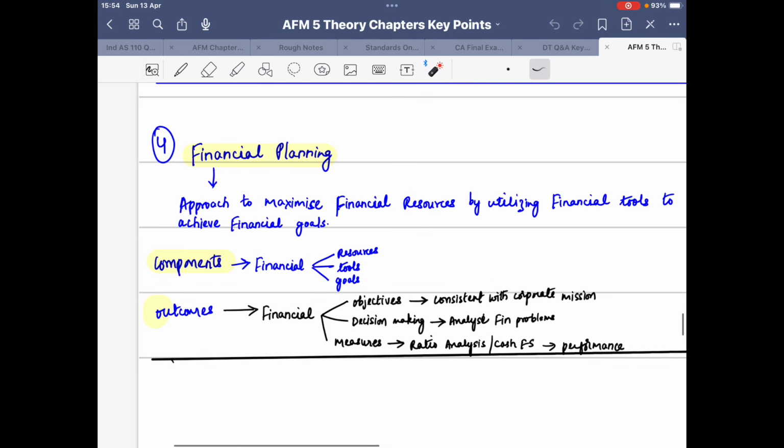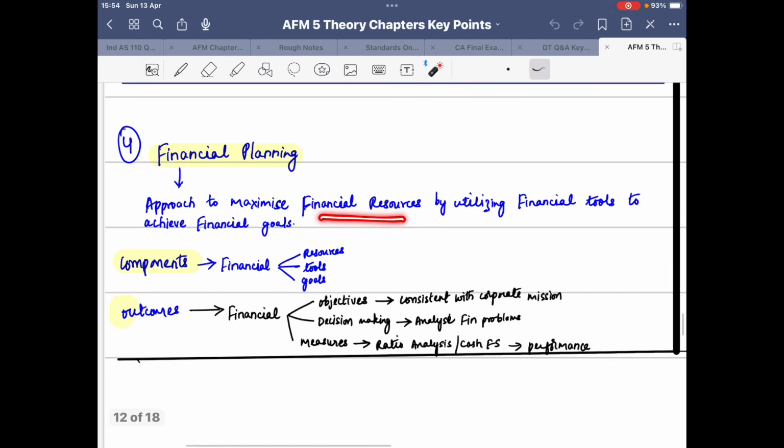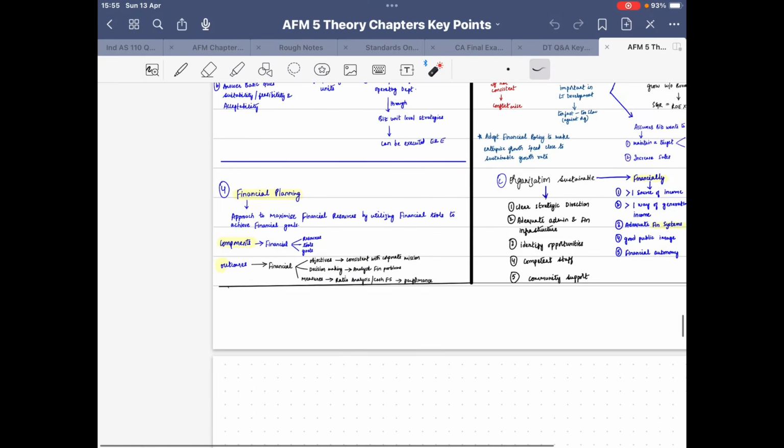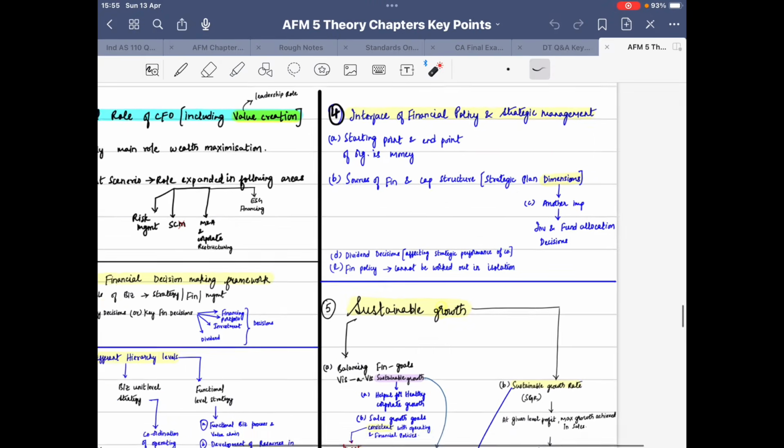Financial planning: approach to maximize financial resources by utilizing financial tools to achieve financial goals. Components are financial resources, financial tools and then financial goals. Outcomes: financial objectives consistent with corporate mission, financial decision making, analyze financial problems, financial measures, ratio analysis, cash flow statement to evaluate the performance.